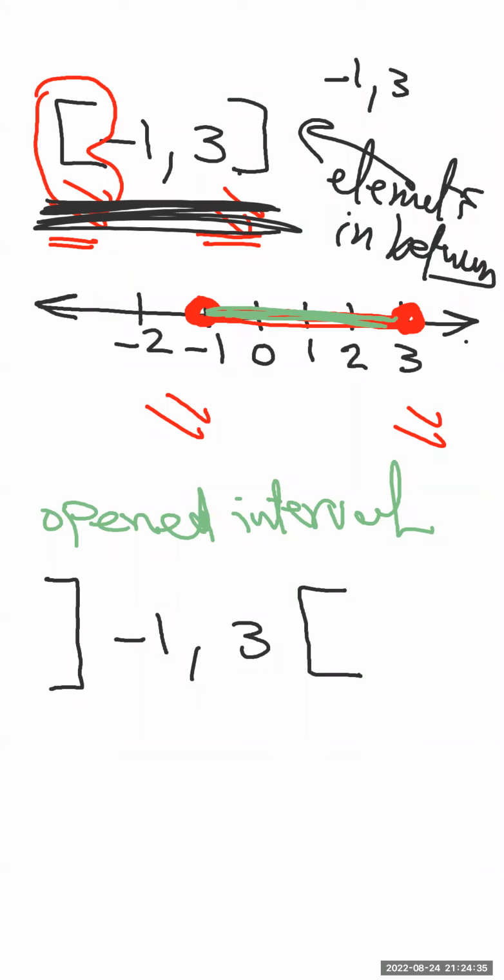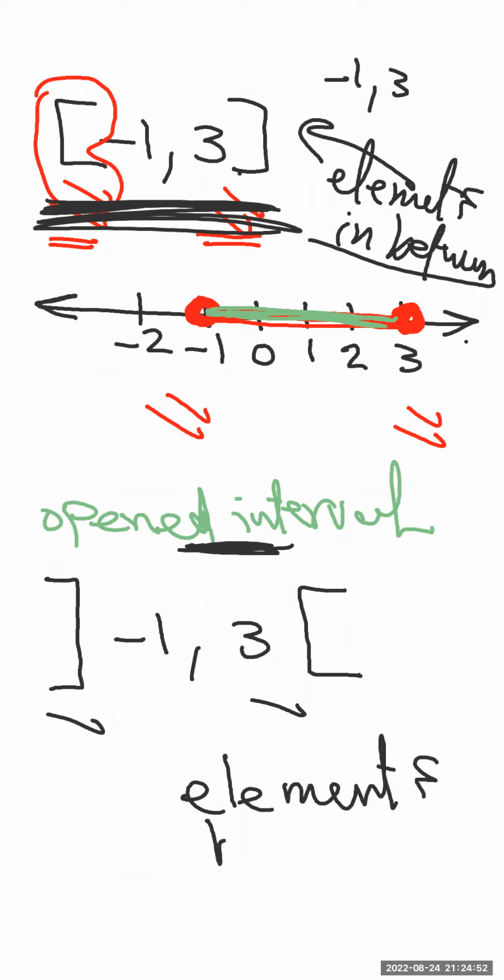Okay. But in the open interval, -1 and 3 are not included. Actually, only elements between -1 and 3. So, in the open interval, the start point and the end point are not included? Yes.